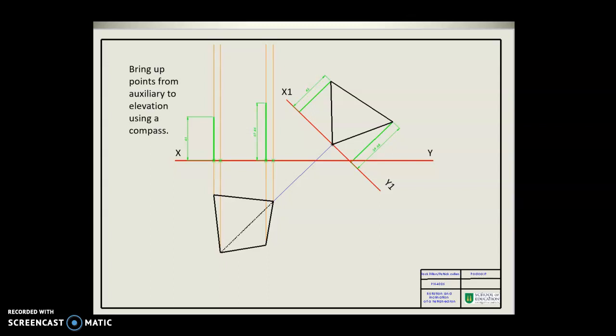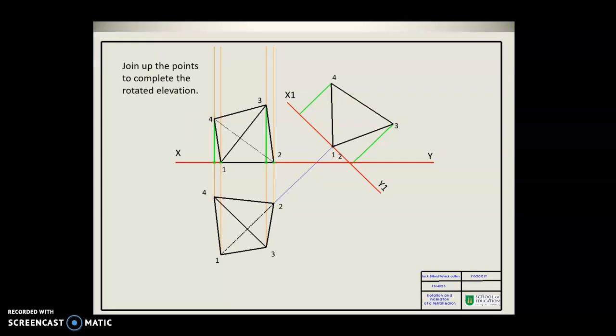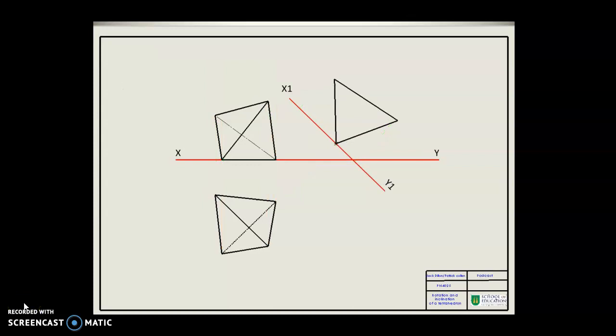We can use the auxiliary view to get the heights of two of the points. Mark these heights using a compass. We are now nearly finished the question. We can now join up the points to complete the rotated elevation. Once again, make sure any hidden detail is marked using a broken line. Here is the finished answer to the rotated and inclined tetrahedron.